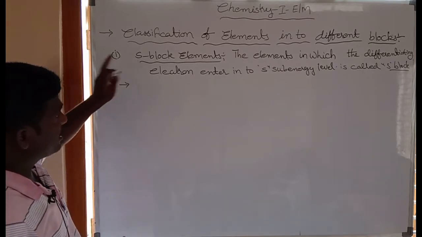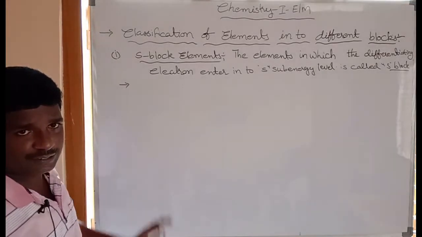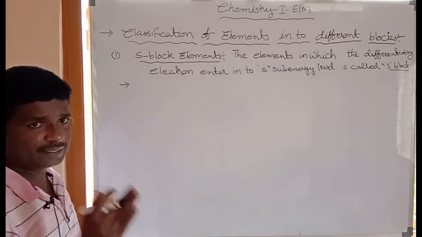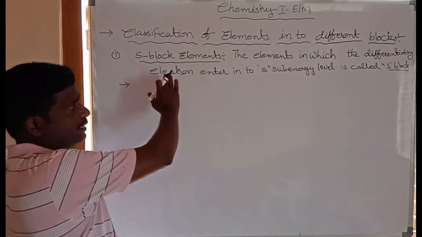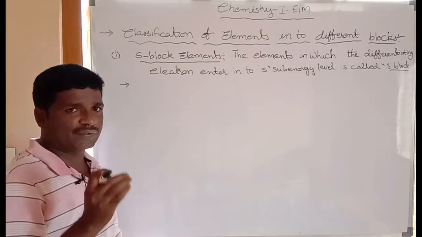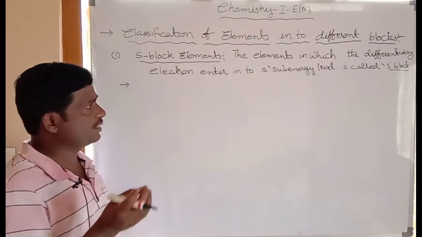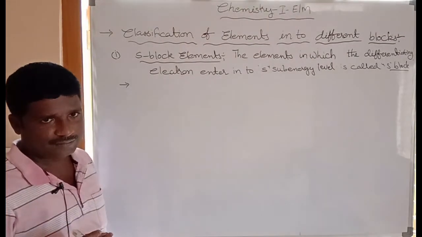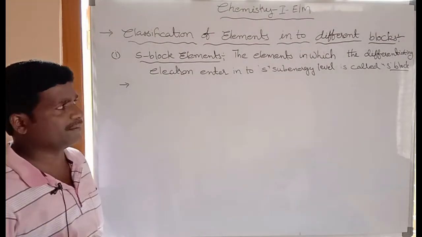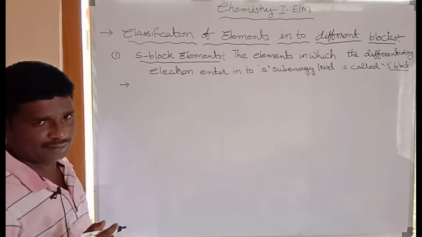The first one, S block elements. Elements are classified into 4 blocks based upon their electron configuration. The elements in which the differentiating electron enters into the S subenergy level, or S orbital, are called S block elements.